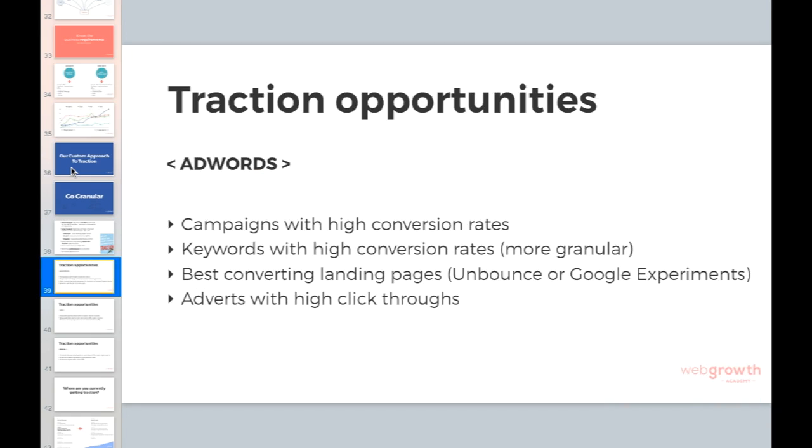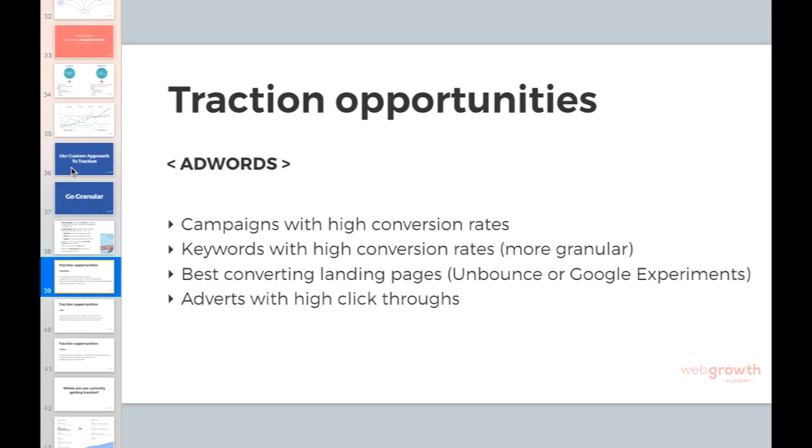So what do traction opportunities look like in AdWords? You would first look at campaigns, which is a more macro level view in terms of your conversion rates. Once you understand which campaigns are driving the most conversions, you could go even deeper and look at campaign detail, like keywords, and which keywords you're choosing, which ones are driving the most conversion rates.